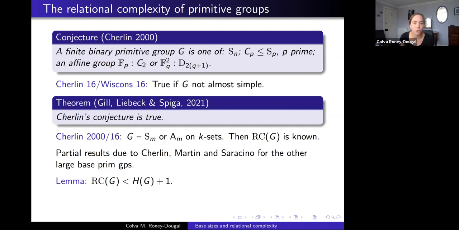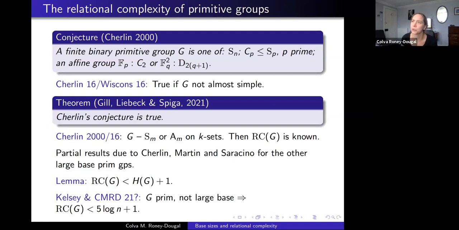So that means that Veronica and I's result now give you for free that if G is primitive and not large base, then the relational complexity is at most 5 log n plus 1. And we're looking to make more precise statements than that, but it's work in progress, so I should stop there. Thank you very much.